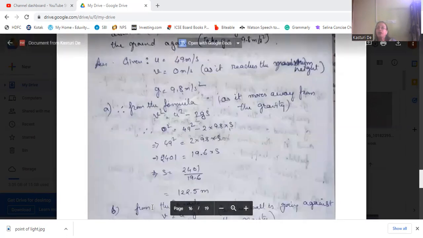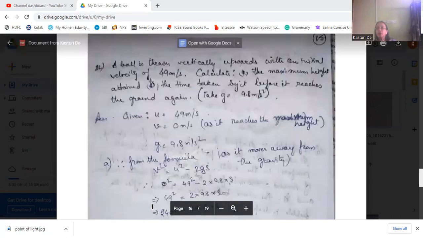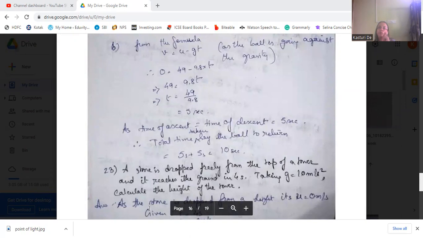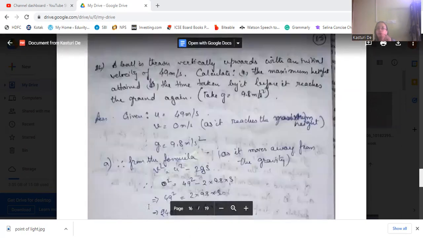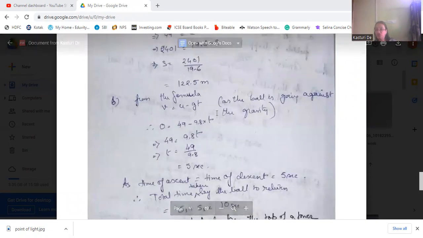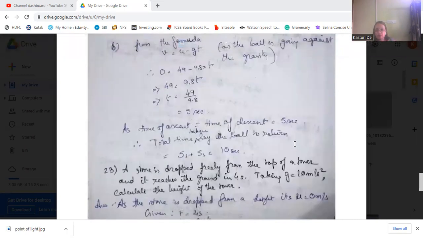Now, second part, we need to find out the time taken before it reaches the ground again. So it is moving up. Yes, we need to find out the time before it reaches the ground. So when it moves up, we use the formula v is equal to u minus gt. Because it is moving against gravity, the time will be 5 seconds. And as the time of ascent is equal to the time of descent, it takes the same time coming down. So therefore it will be 5 plus 5, that will be 10 seconds.